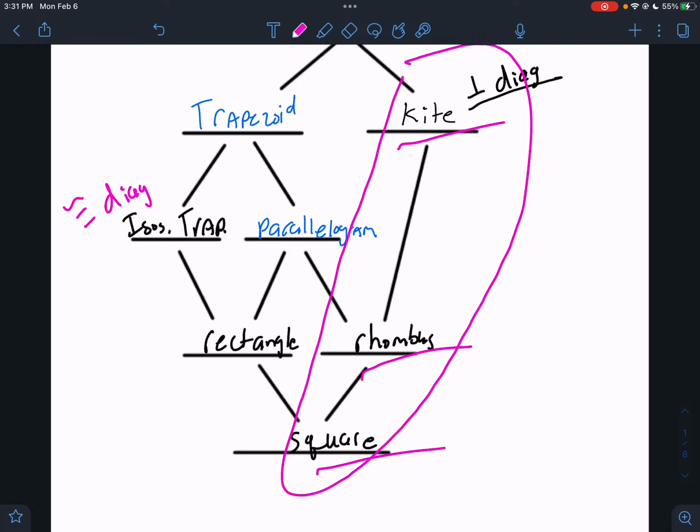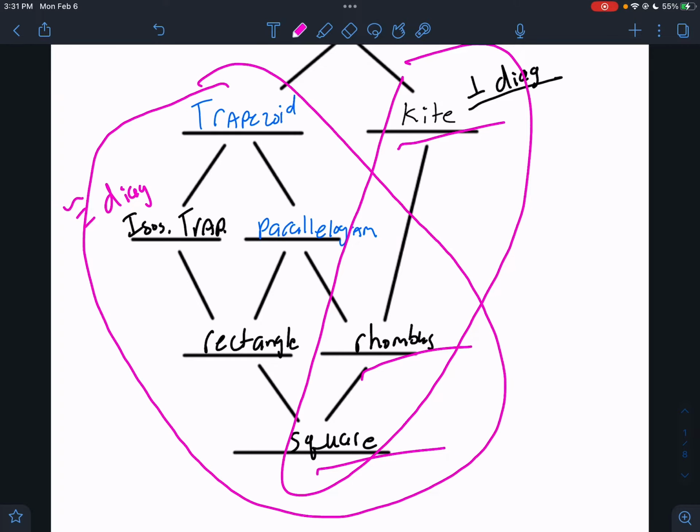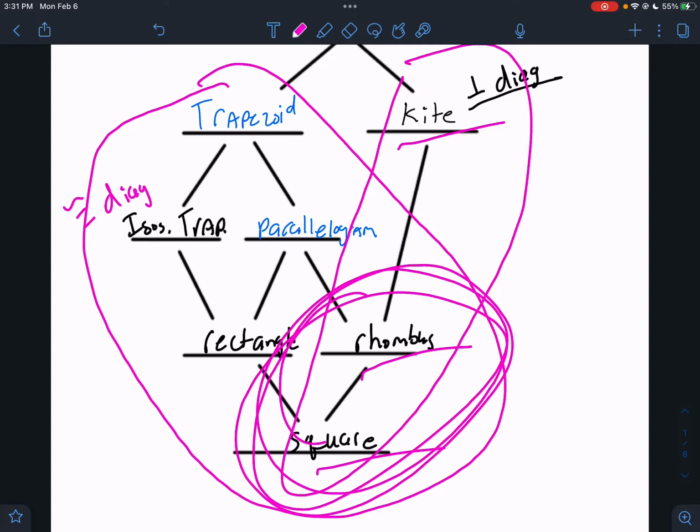And it's a trapezoid. Ooh. Well, trapezoid is all of these. So where is the overlap? There are overlap in two places. So which shape do you pick? Do you call it a square or do you call it a rhombus?